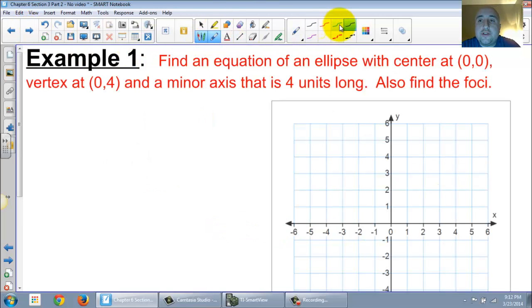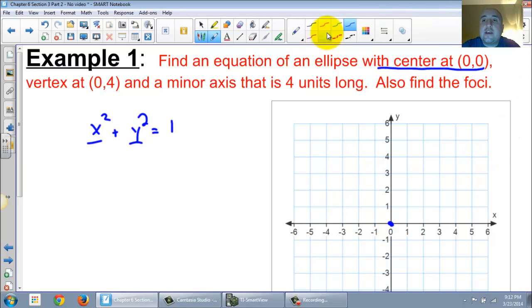Here's example number 1. It says find an equation of an ellipse. As soon as I know that I need an equation, I'm going to put x squared plus y squared equals 1. Basically what we need to do is figure out our a squared and our b squared and where they go. So let's see what they give us. It says the center is at 0, 0. So this should be an easier one.